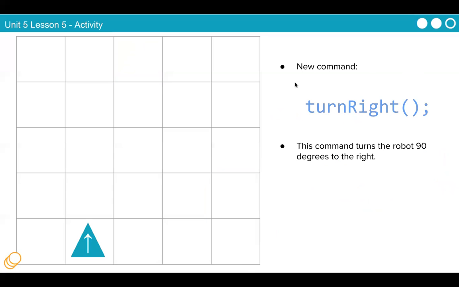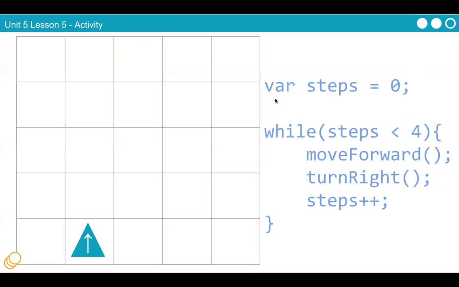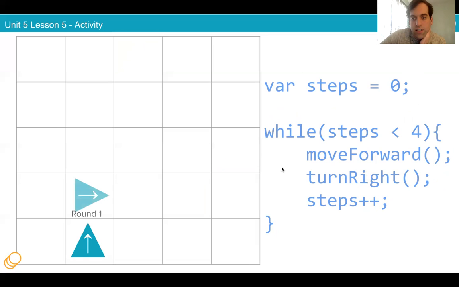Let's try this again. So now we have a new command, turn right. So now we can either move forward or turn the robot right 90 degrees. So let's see what happens here. We have variable steps equal to 0 again. While steps is less than 4, we're going to move forward, turn right, and then add 1 to steps. So let's see this in action.